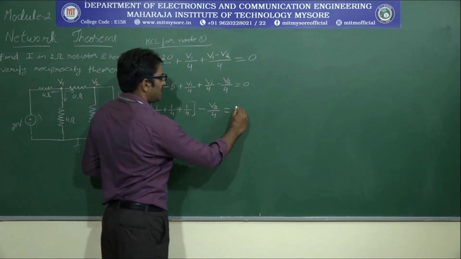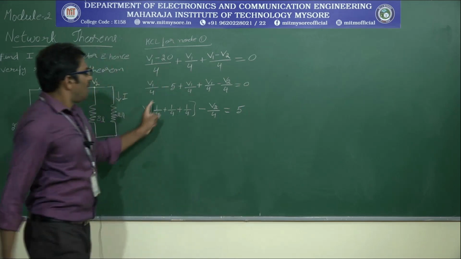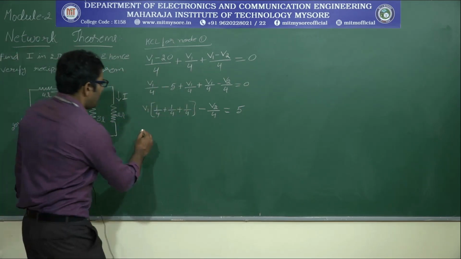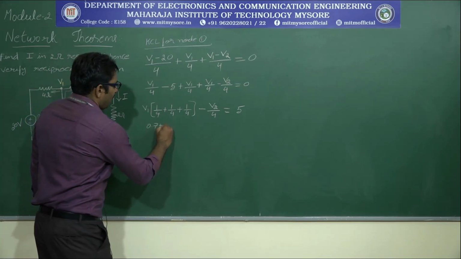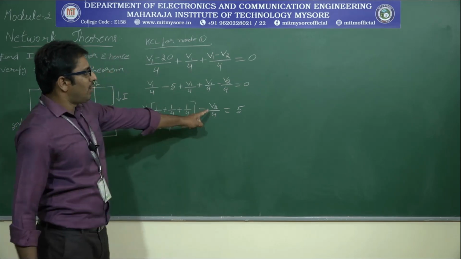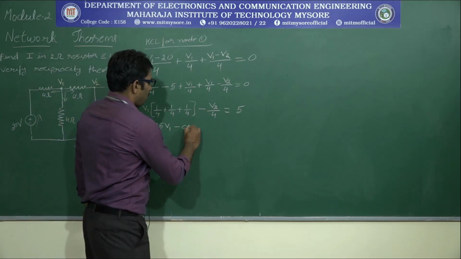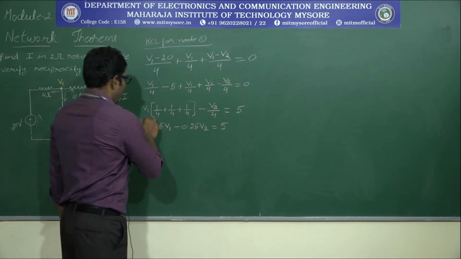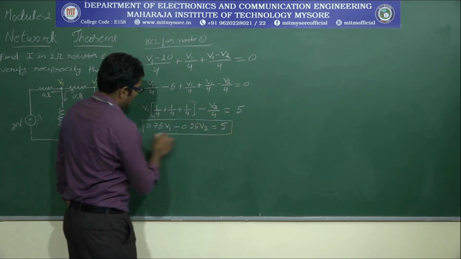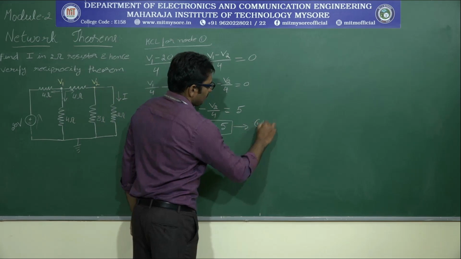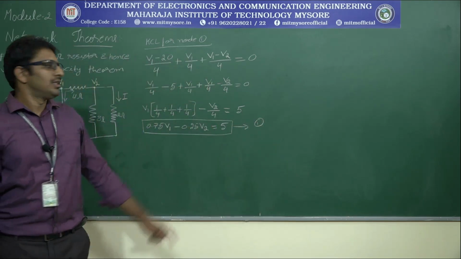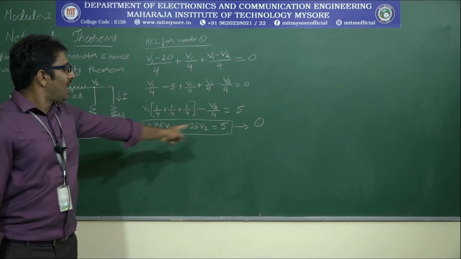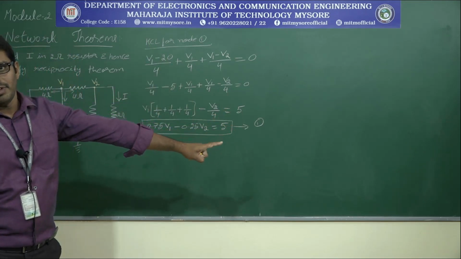Just shift to the right side, plus 5. After simplifying this using your calculator, you will get 0.75 V1. What is 1 by 4? Minus 0.25 V2, that is equal to 5, and call it equation number 1. Is it clear? So, this is the KCL equation for node 1. Just simplify and write the equation. That is equation number 1.